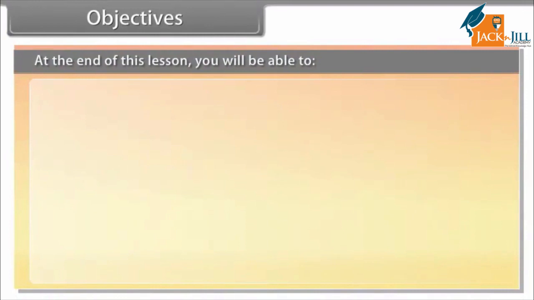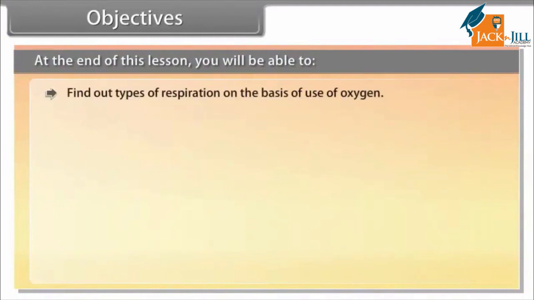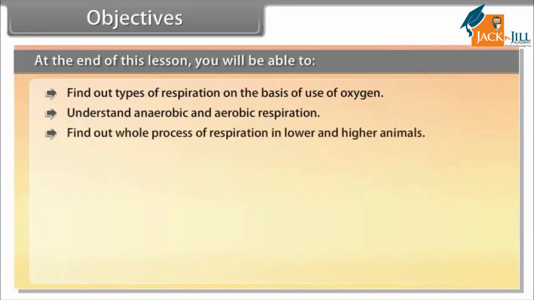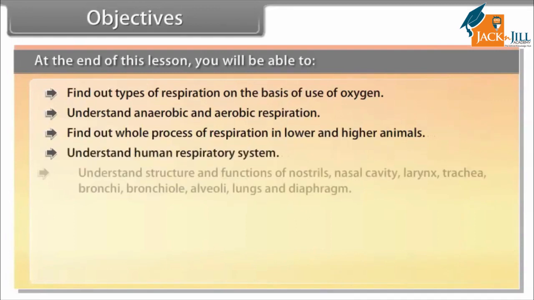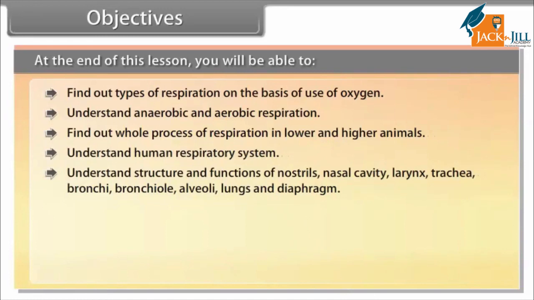Objectives. At the end of this lesson, you'll be able to find out types of respiration on the basis of use of oxygen, understand anaerobic and aerobic respiration, find out the whole process of respiration in lower and higher animals, understand the human respiratory system, and understand the structure and functions of nostrils, nasal cavity, larynx, trachea, bronchi, bronchiole, alveoli, lungs, diaphragm.